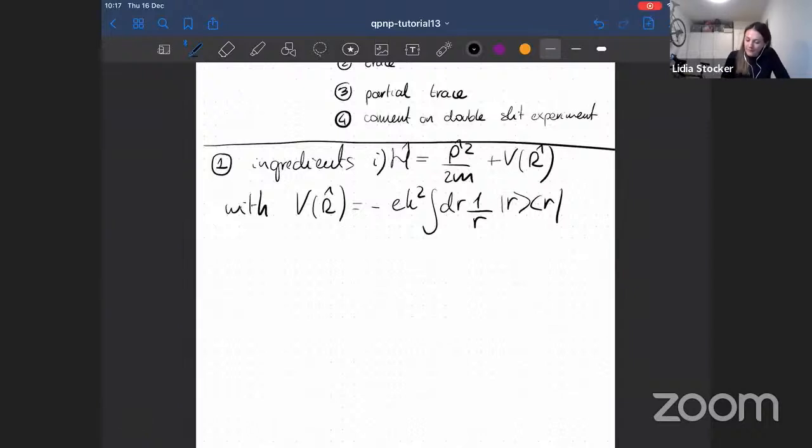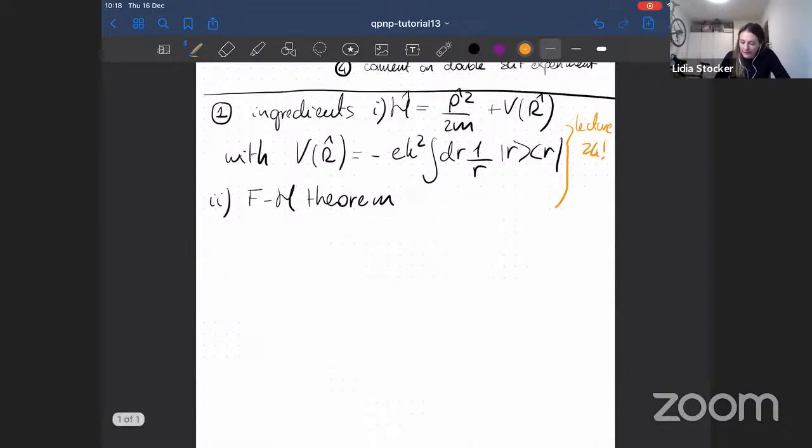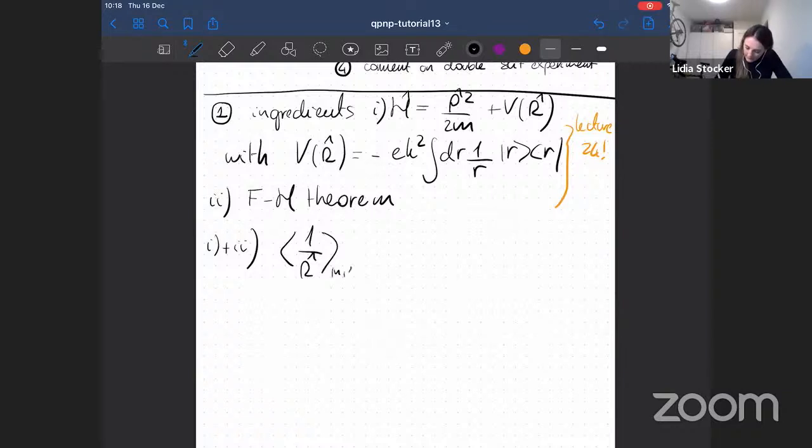This is the first ingredient, and the second ingredient is the Feynman-Hellmann theorem, which you covered in the lecture, lecture 24. I'm not repeating it exactly step by step, but just saying where we stand, what we are doing, and why. And the result, if we have these two ingredients: you calculated with the other Lidia that the expectation value of the 1/r operator is given by 1/n squared times a constant.